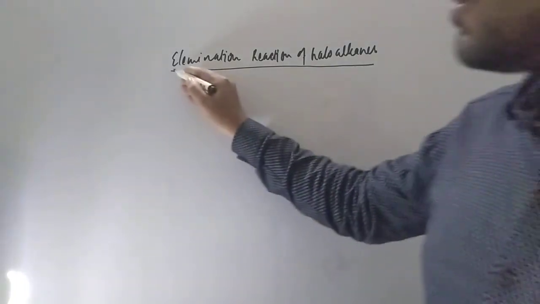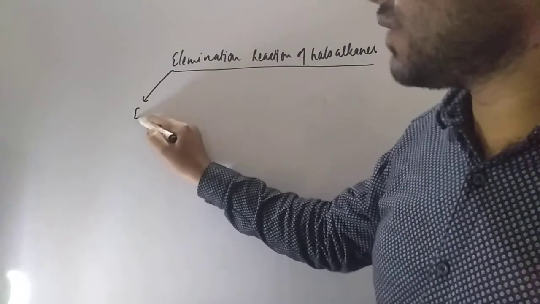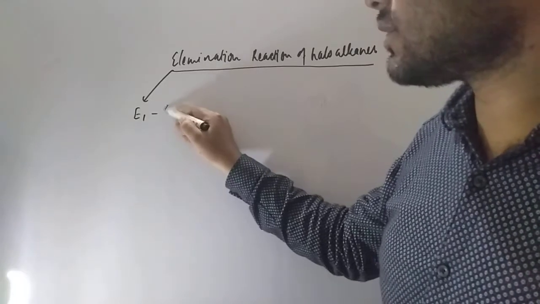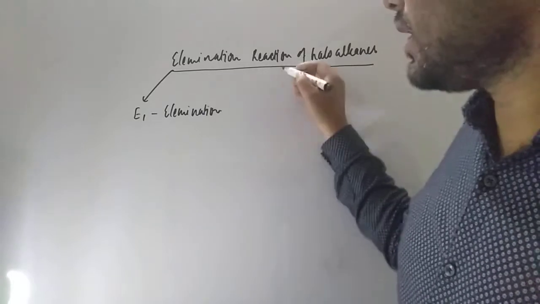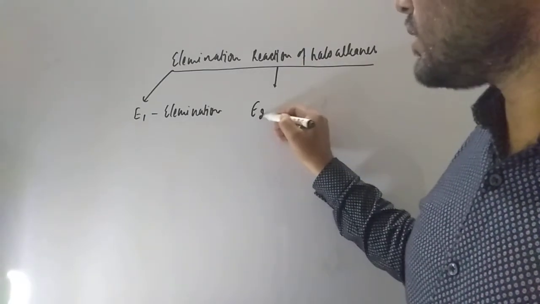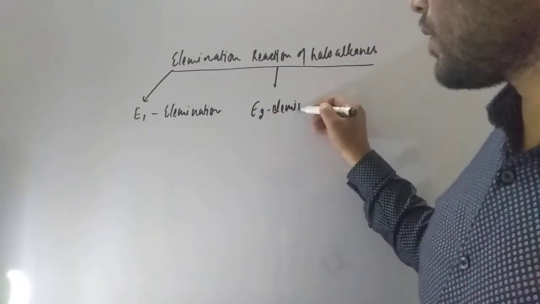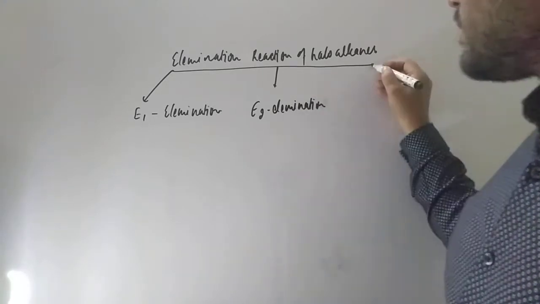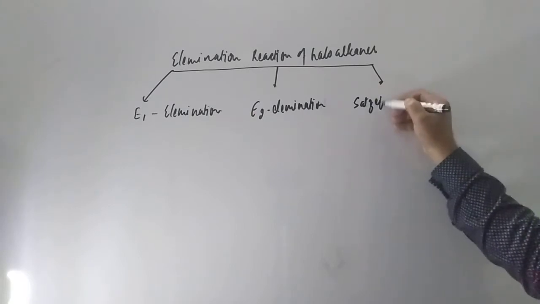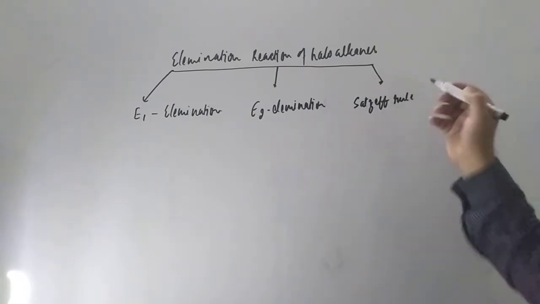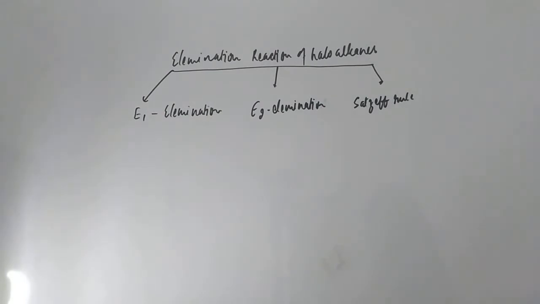When you are talking about the first type, this is the E1 elimination. Then there is the E2 elimination, and the last one is the Saytzeff rule. So there are three ways we can do the elimination reaction of haloalkanes. What is the process for the E1 elimination reaction, student?